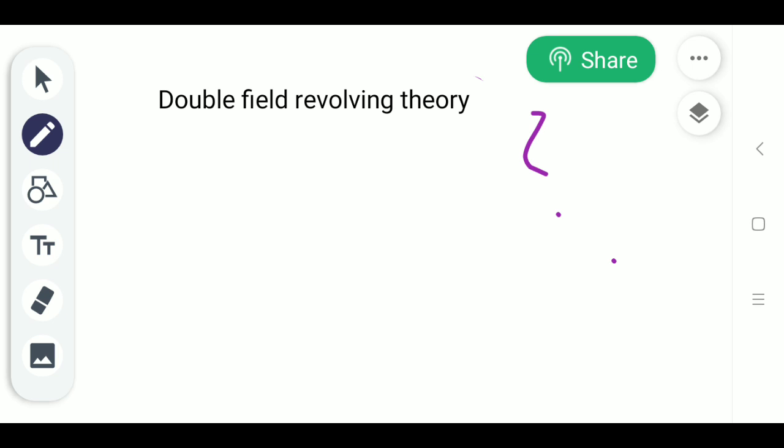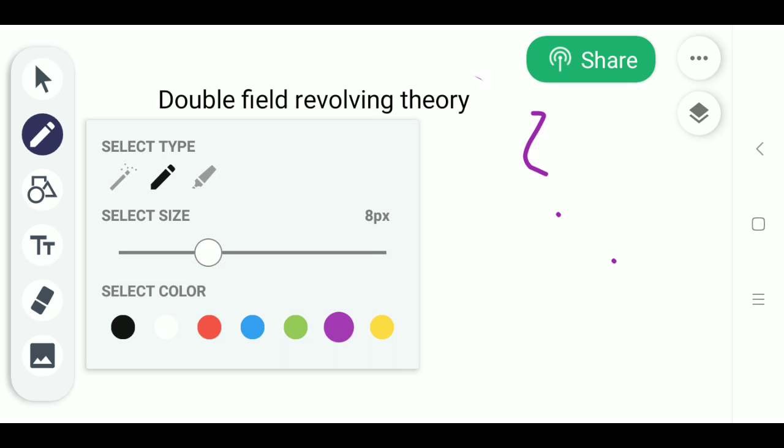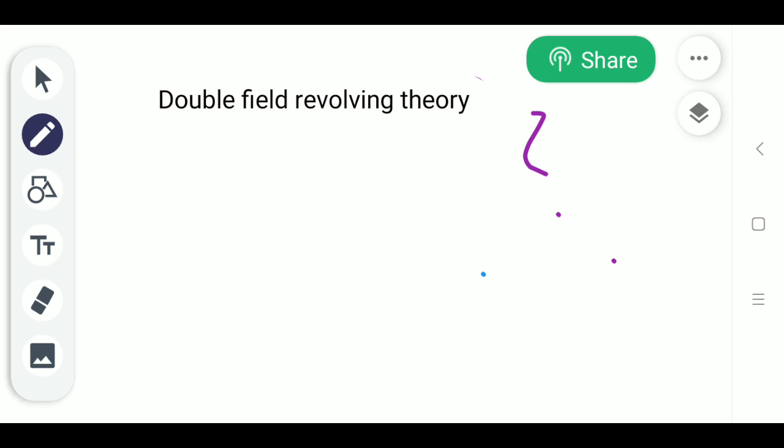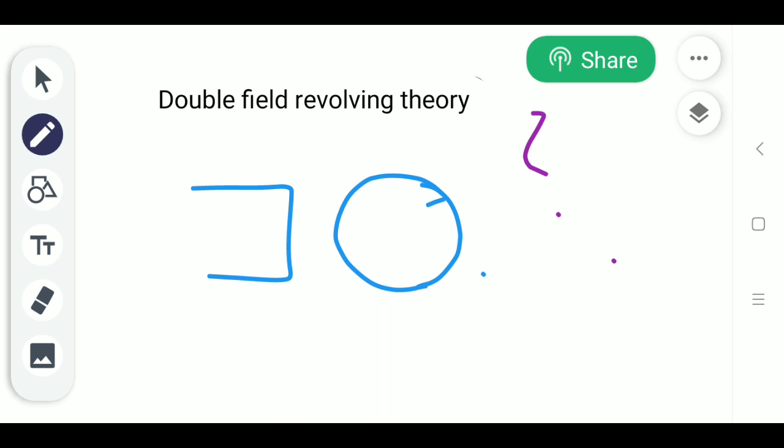So we'll see why the motor is not developing a unidirectional torque by using a theory called the double field revolving theory. We'll look at the two-pole structure of a simple two-pole induction motor. So this is a two-pole structure.